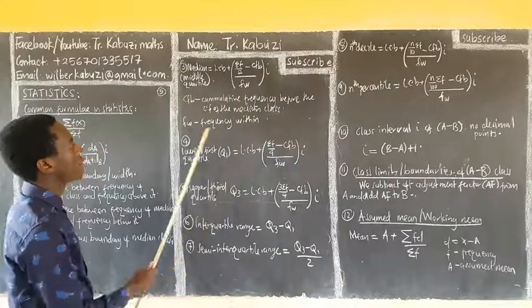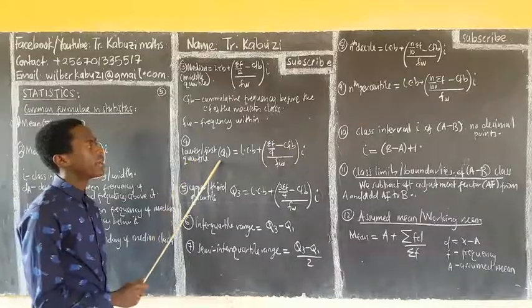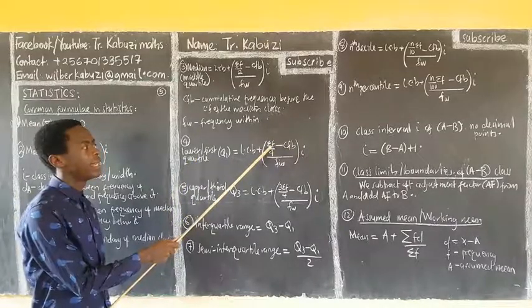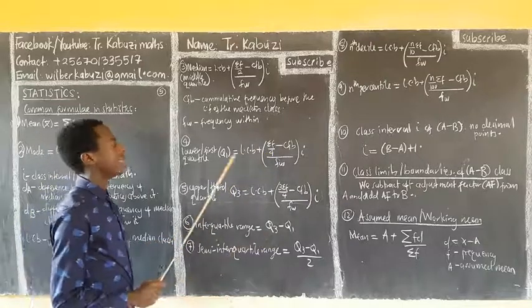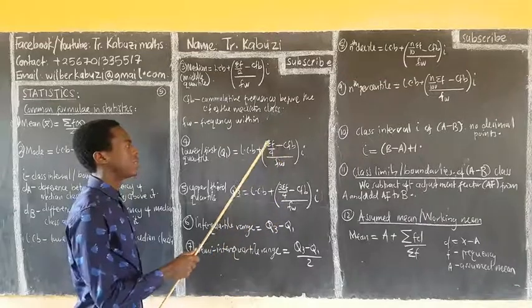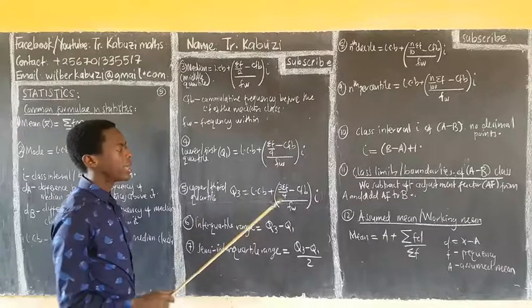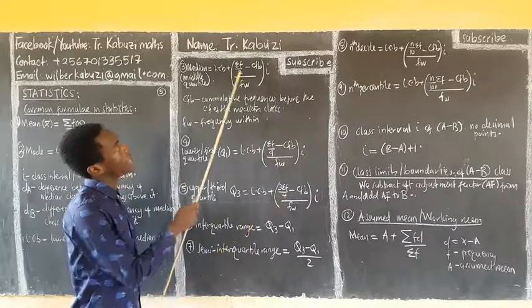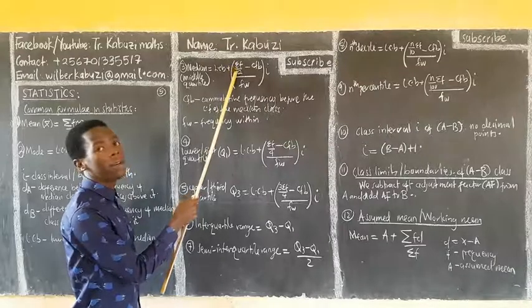So now we have what we call the lower or the first quartile. For the first quartile, you multiply summation f by a quarter. The formula remains the same. What changes is just the coefficient of summation f. So for the third quartile, we have 3 over 4. This one is the second quartile, the middle quartile, because it's 2 over 4, just that it was reduced to a half.